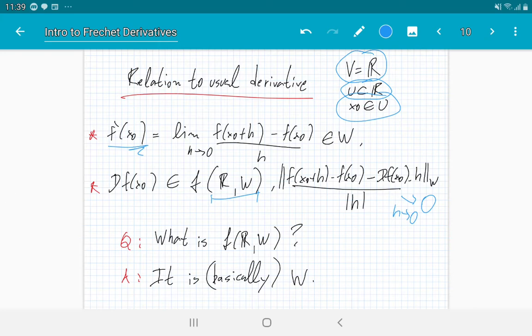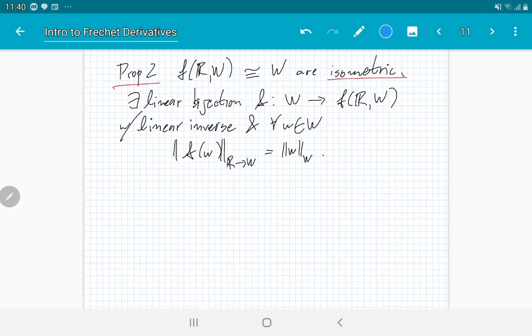So you can see there's kind of a mismatch here. It's a fixable mismatch, but the mismatch comes from the fact that in principle the usual derivative lives in W, whereas the Fréchet derivative lives in this space of bounded linear operators from R to W. And therefore it's going to be very important for us to note this point here, that basically the space of bounded linear operators from R to W is essentially W. And what I mean is that the two are isomorphic, or isometric actually. And this is the content of this proposition.